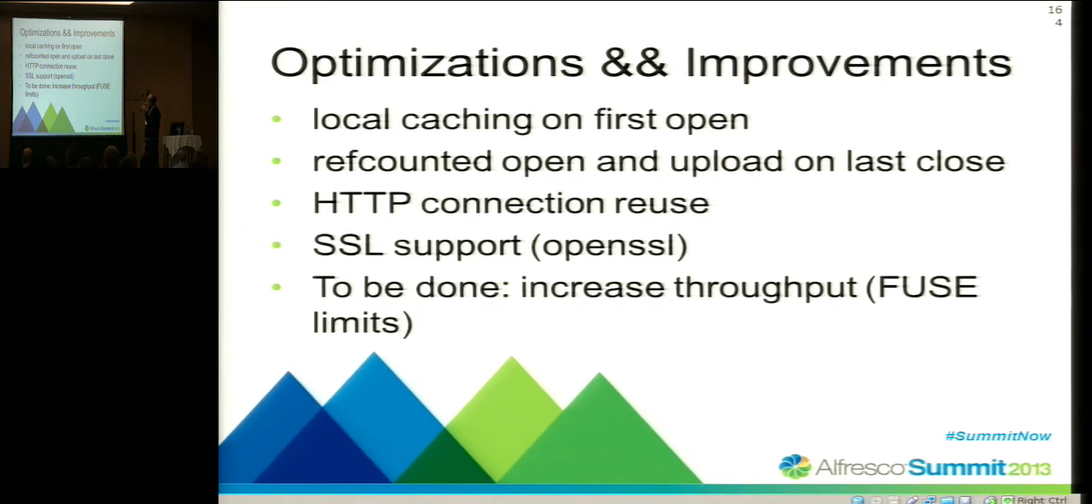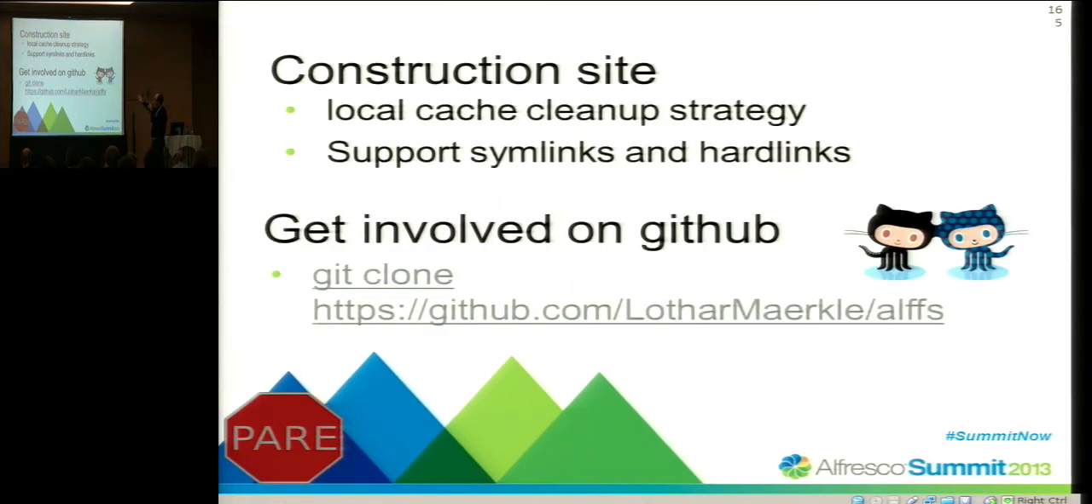Also, some special SSL stuff needs to be done when you use libcurl on the C level. Fuse itself is a problem with I/O throughput, I would say. They limit it currently, but that's a kernel issue and will be solved in future releases.